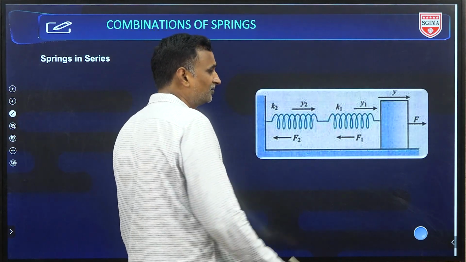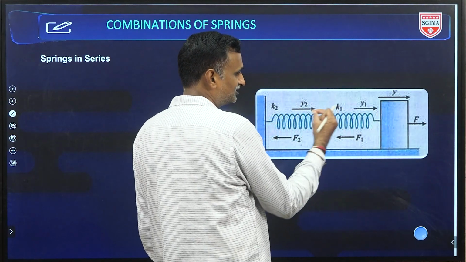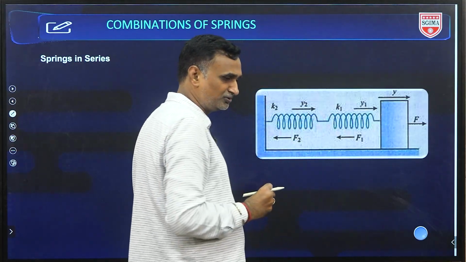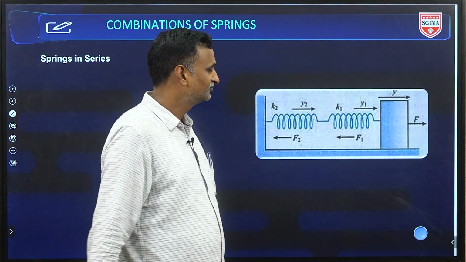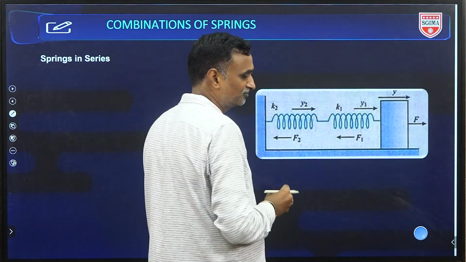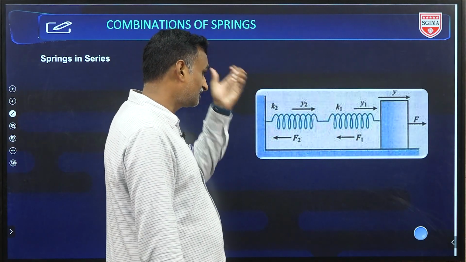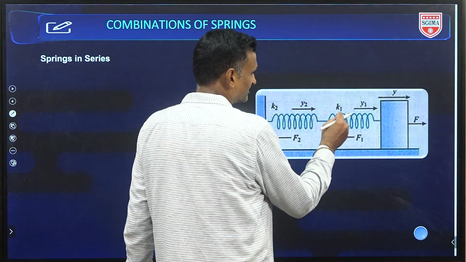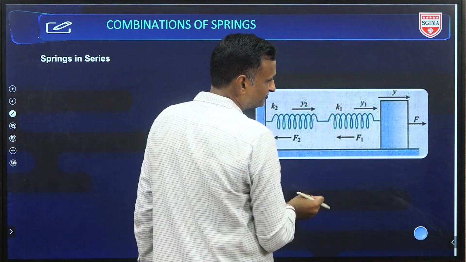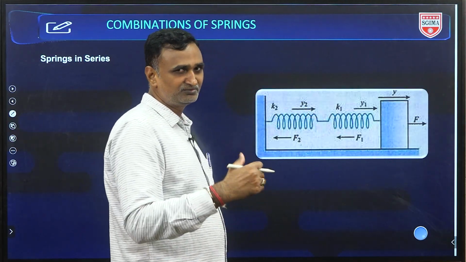Whenever we apply the force on this block, the same force will be transmitted through the springs. It means spring 1 experiences the force F only, and spring 2 also experiences the same force F only, which means the restoring force in spring 1 and spring 2 we can take as F only. Then what parameters are going to change? Here the changing parameters are the spring constants K1 and K2, which are different, and the length of deformation, meaning the first spring might be deformed by a different length and the second spring by a different length.